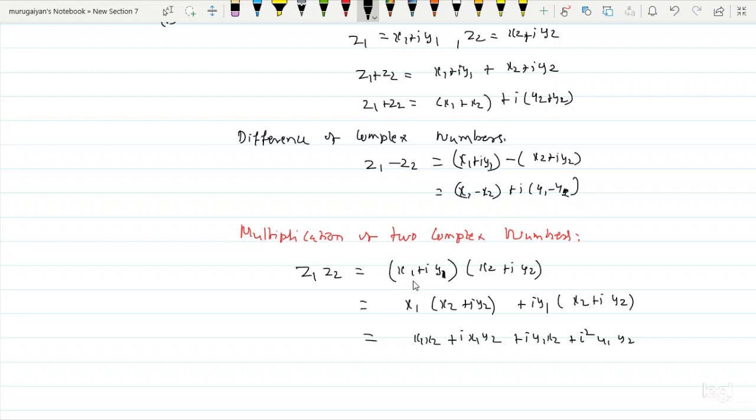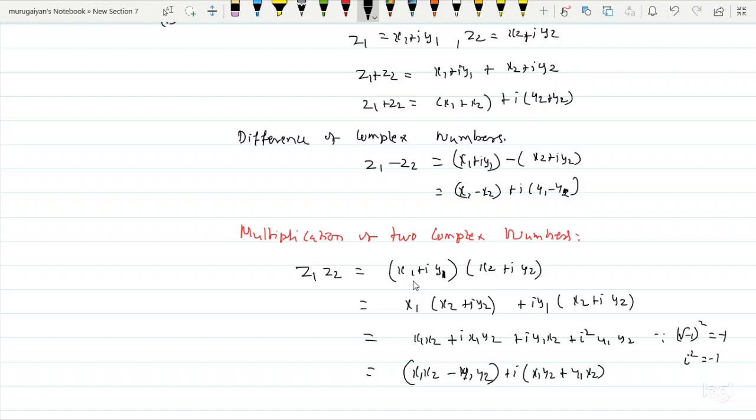Dear student, i equals root of minus 1, then root of minus 1 the whole square equals minus 1. Therefore, i square equals minus 1. Now x1, x2 are real numbers, i square equals minus 1, so minus 1 times y1, y2, real numbers. So this is the real part of the product z1 z2, and take i and write all the coefficients: x1 y2 plus y1 x2.